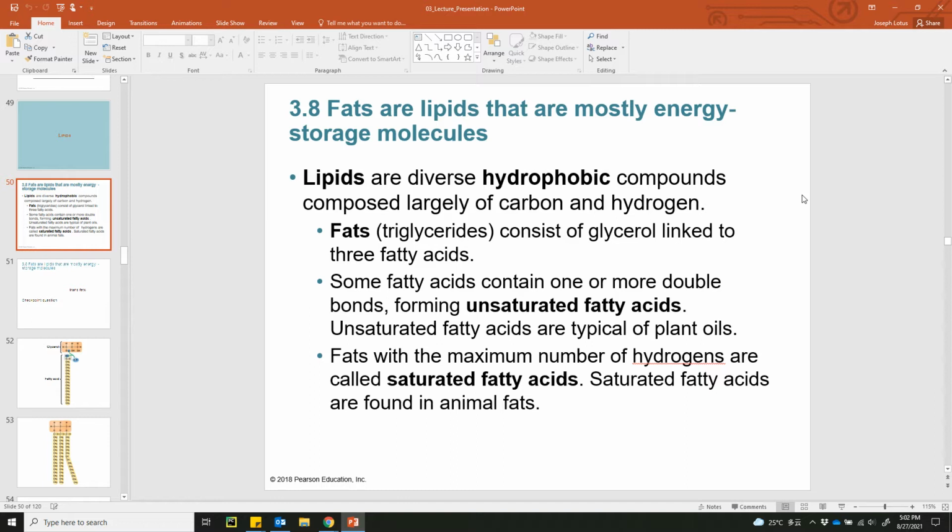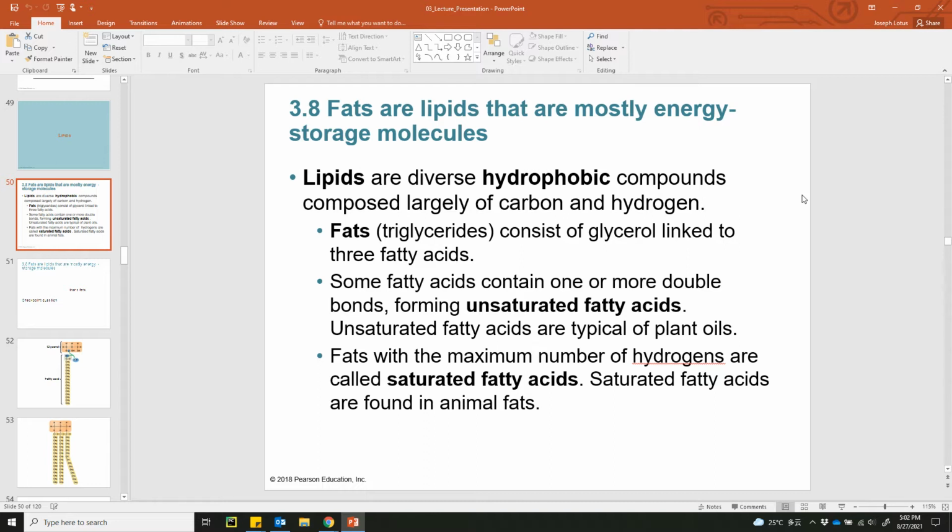The first one to learn about is called triglycerides. These are fats and oils, and these are made up of glycerol bound to three fatty acids. So tri means three. Glyceride is talking about the glycerol as well as the fatty acids. Some fatty acids have one or more double bonds. This is called an unsaturated fatty acid. If the fatty acid has only single bonds, then we call it a saturated fatty acid.